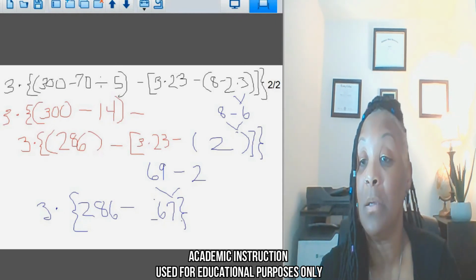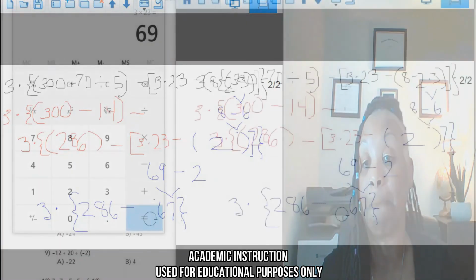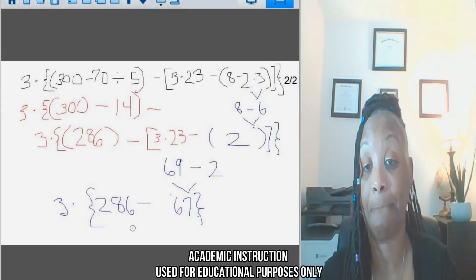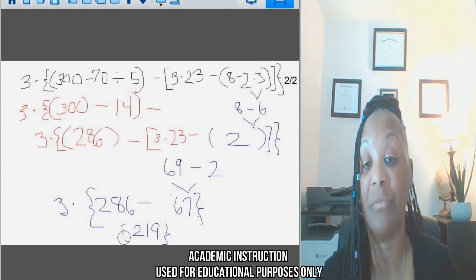Okay? So now what we have is 286 minus 67. So we're going to clear this, and we're going to put 286 minus 67 equals, and that's 219. Okay, now we're going to multiply this 219 times 3, so that we can get our answer.